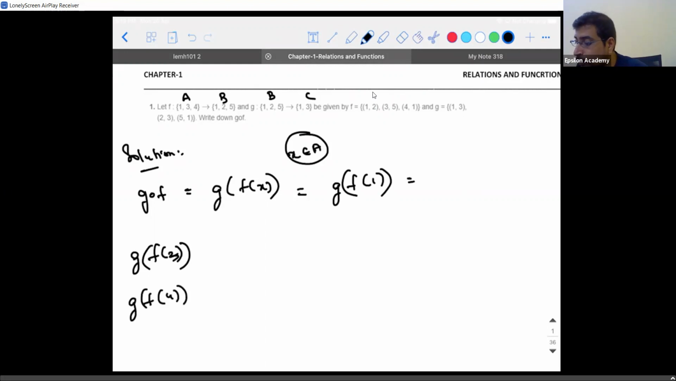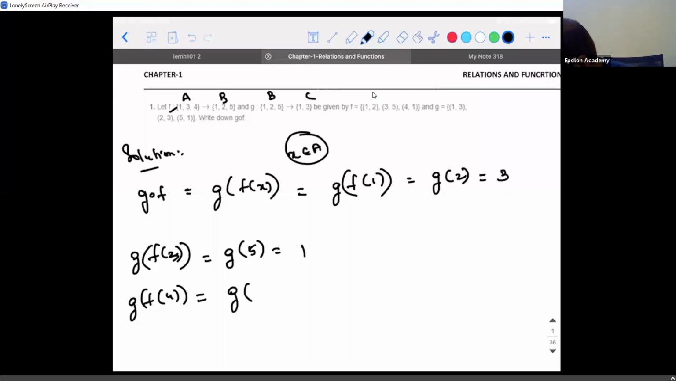So what is g of f of 1? It is g of 2. So what is g of 2? 3. So g of f of 3 is g of, what is f of 3? 5. Right? g of 5 is 1. So what is g of f of 4? g of 1, which is again 3. So g of 1 is also 3, and g of 2 is also 3.